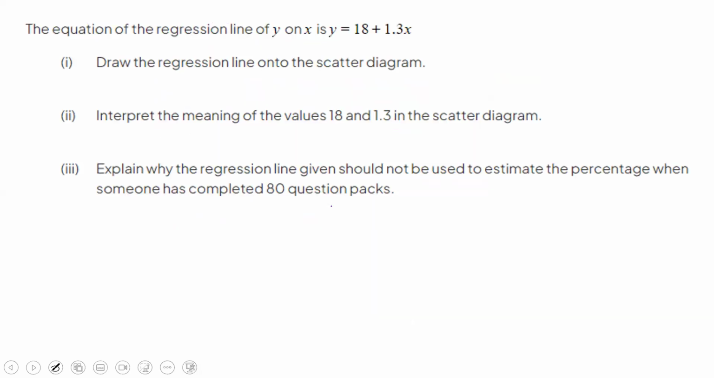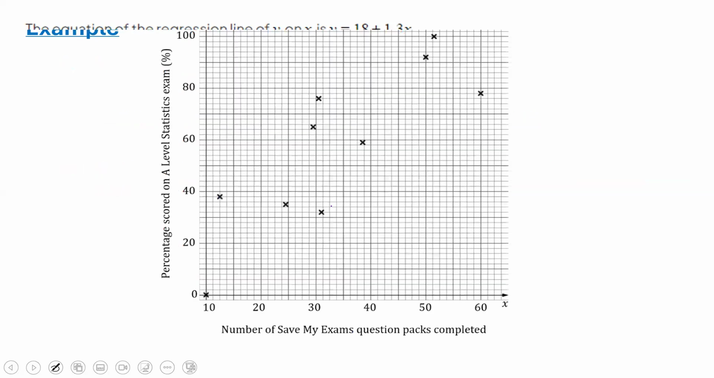What's the meaning of 1.3? What's gradient? Remember, gradient is y upon x. Yes, sir, it is y upon x. What is on the y-axis? The percentage obtained in the exam. And what is on the x-axis? The number of question packs. Yes, so gradient shows the ratio: percentage obtained per unit exam packs.